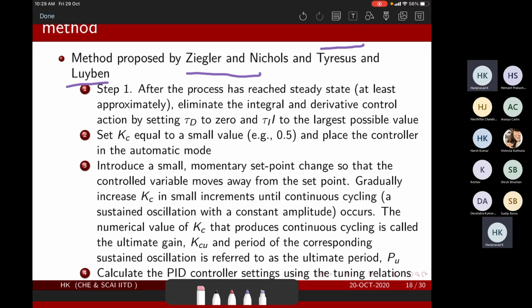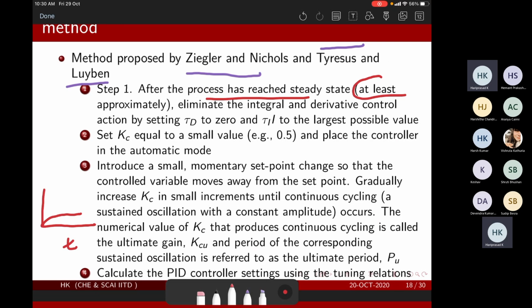So you are going to do some experiments in the field. First of all, before doing the experiment, you will check that the process has reached a steady state. Which essentially means that before you do anything, it is at some steady state.